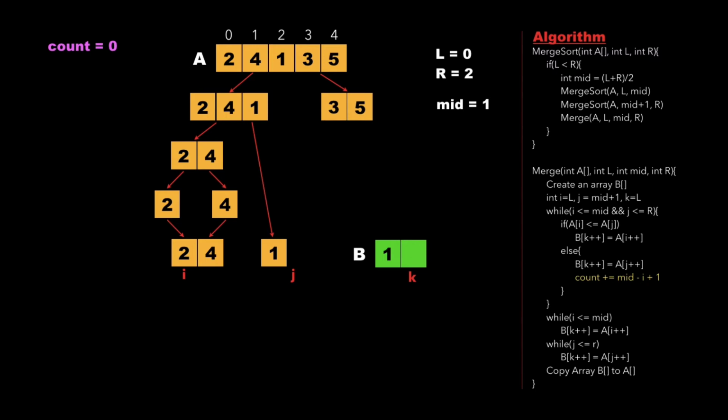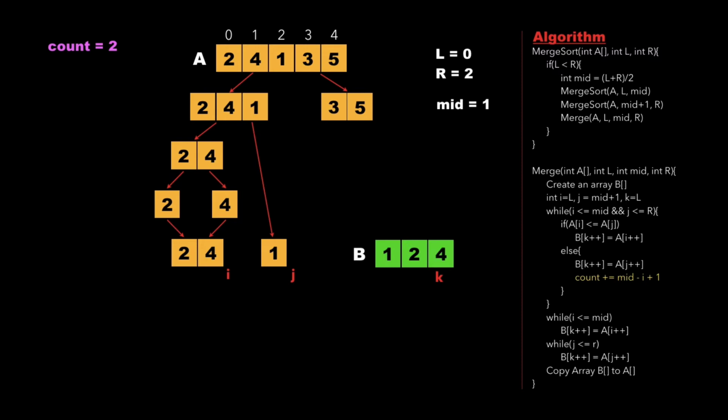That is, we here have that 2 is greater than 1. Therefore, after 2 we will get 4, which is also greater than 1. Therefore, we consider the elements mid minus I plus 1. That is, we consider these two elements 2 and 4 as an inversion count. So the updated value of count will be, count is equal to 0 plus 1, which is the value of mid, minus I, which is 0, and finally plus 1. So the updated value of count will be 2, since we have two elements in the left subarray which are greater than that particular element, which is A of j in the right subarray.